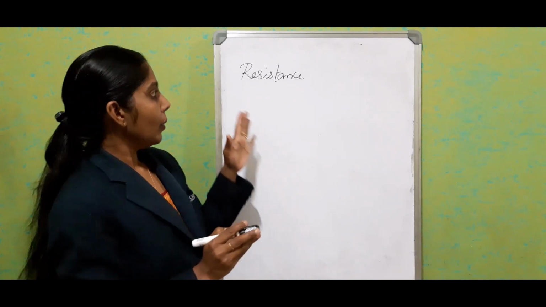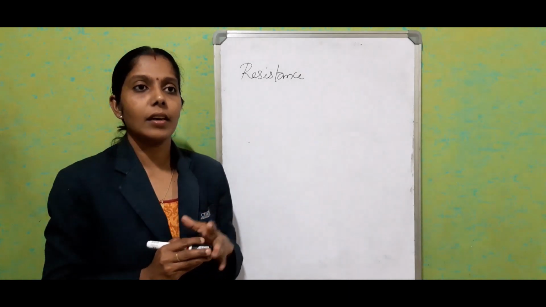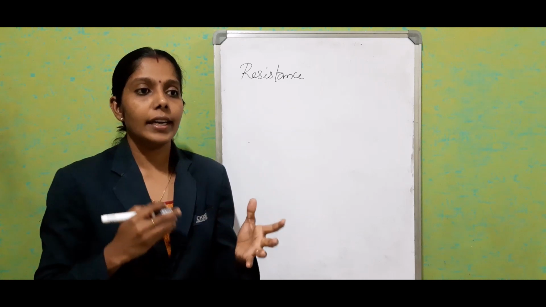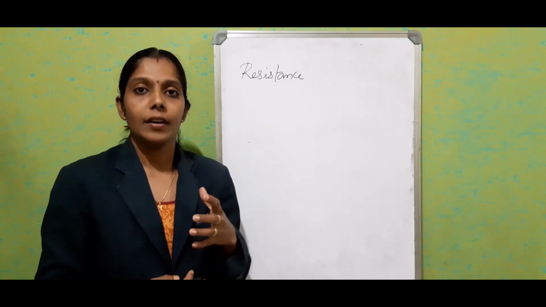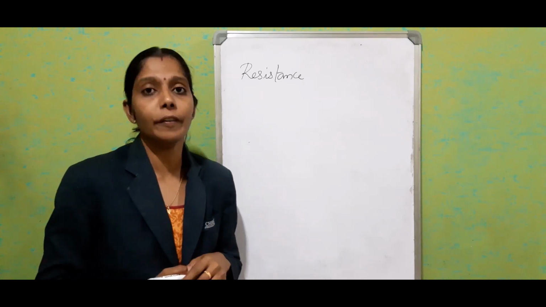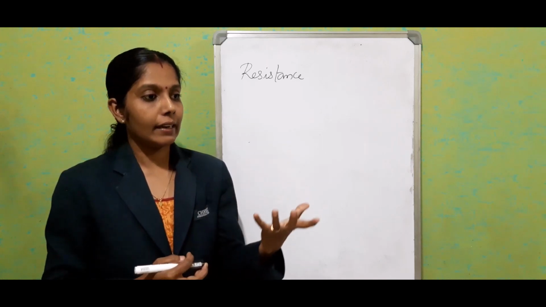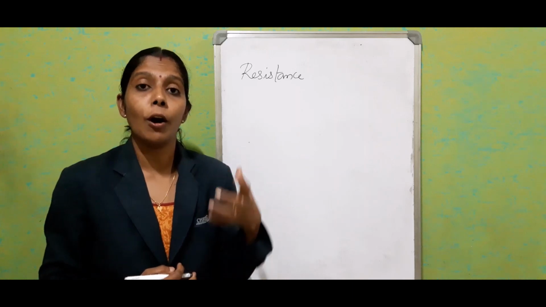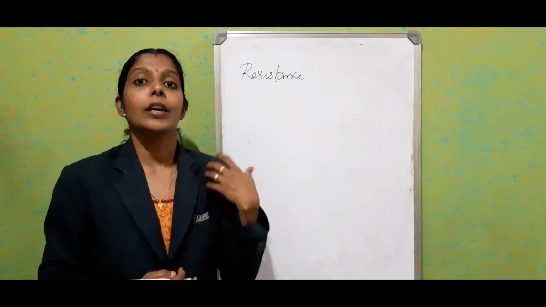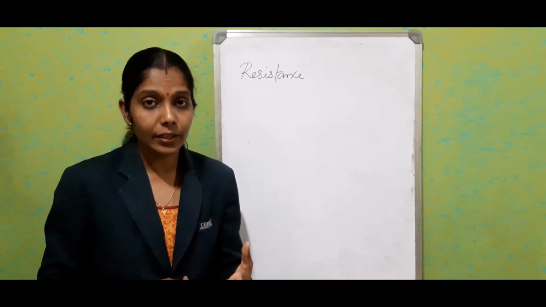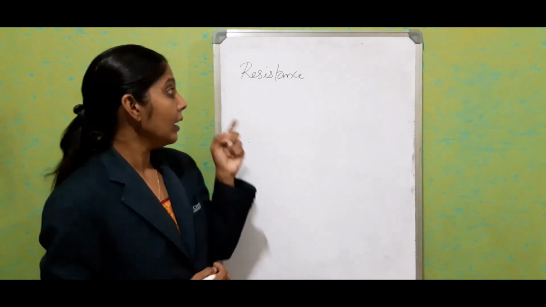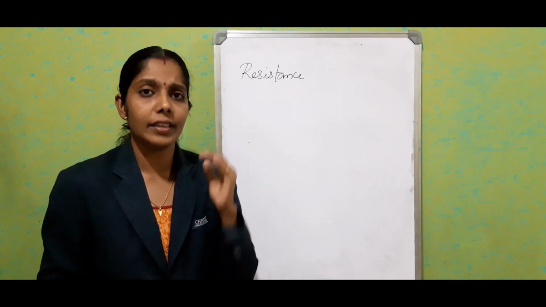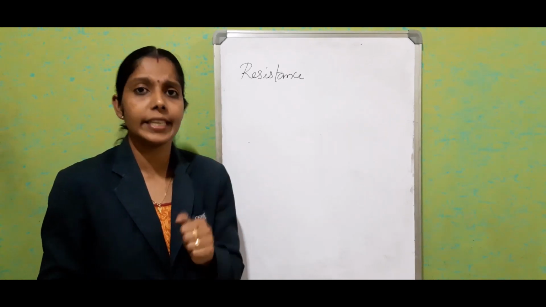Okay. So resistance means when electrons flow through a conductor, it offers some sort of obstruction to the movement of electrons. Or we can simply define resistance as the obstruction offered by the material to the flow of free electrons in a conductor. Now let's see which kind of obstruction it gives.